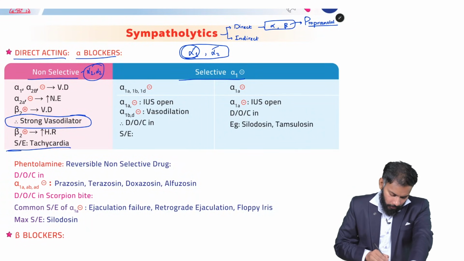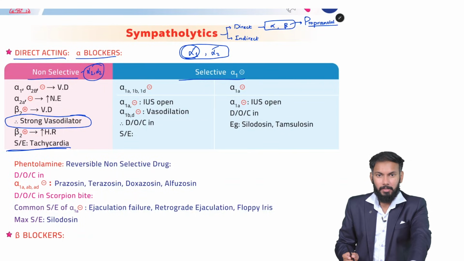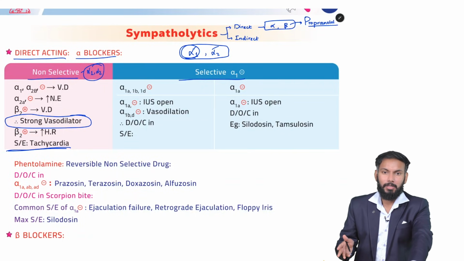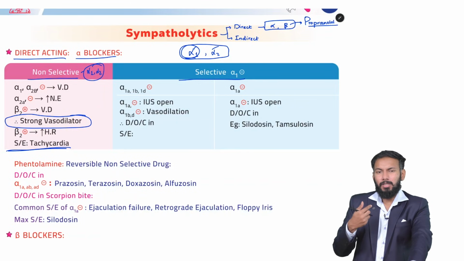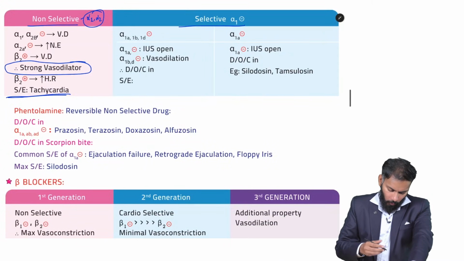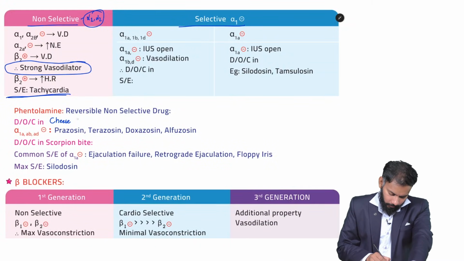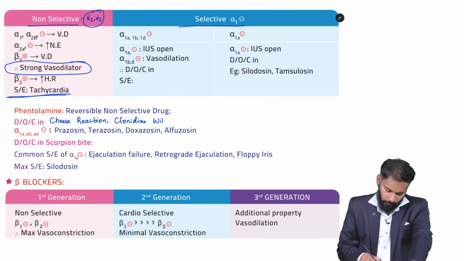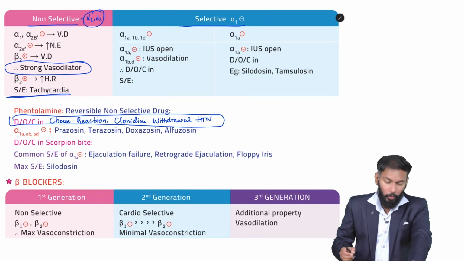So it can be used in emergencies, that is due to vasoconstriction. Vasoconstriction will cause an increase in blood pressure. So there is an increase in blood pressure and emergencies related to this. Do you remember those 2 emergencies? What are they? One is cheese reaction. The other one is clonidine withdrawal hypertension. Now these 2 are emergencies or crises that happen: cheese reaction and clonidine withdrawal hypertension.